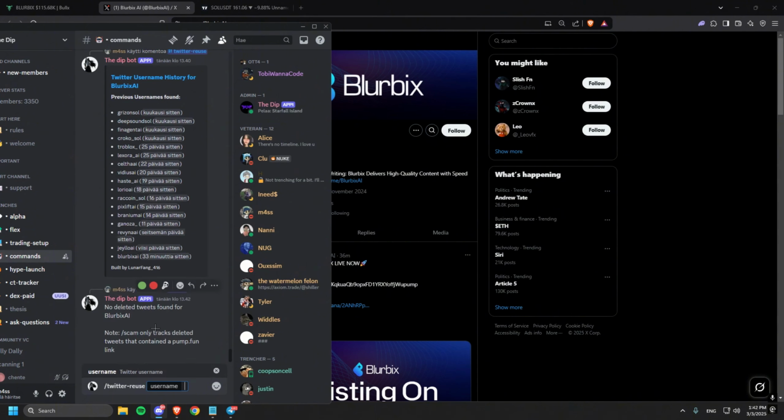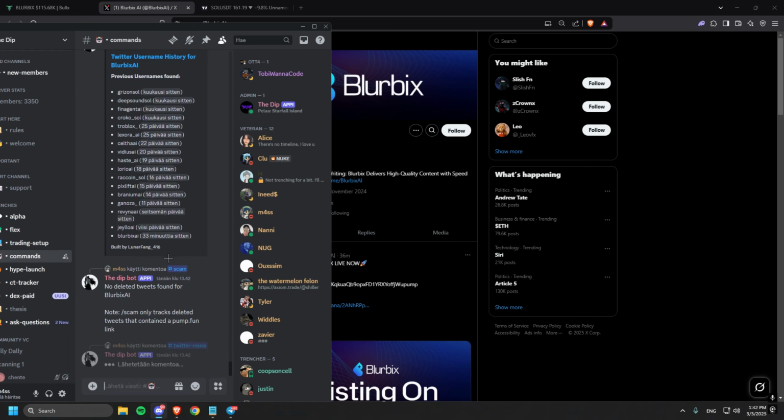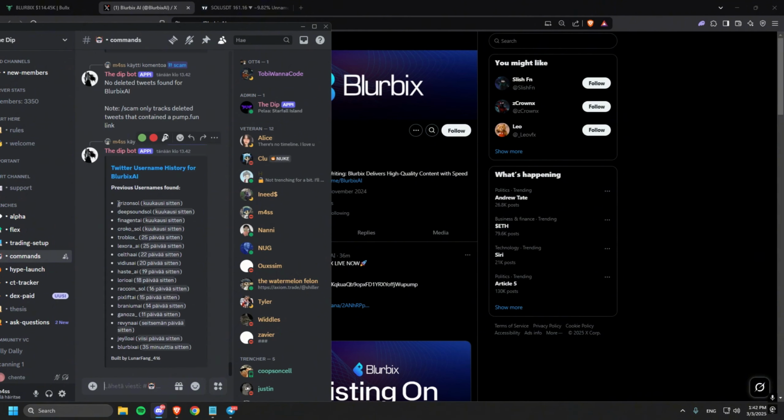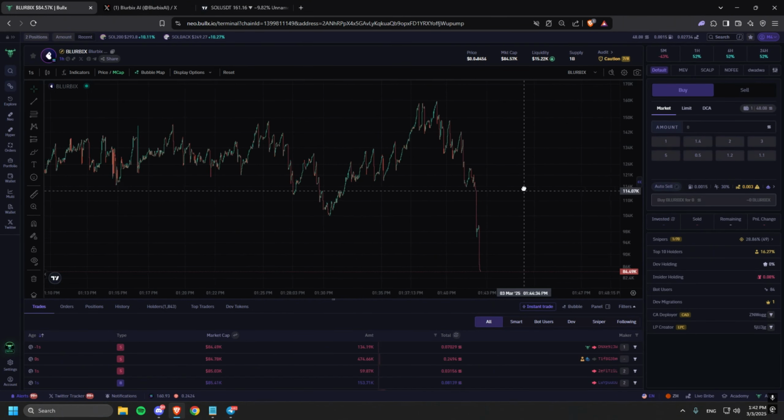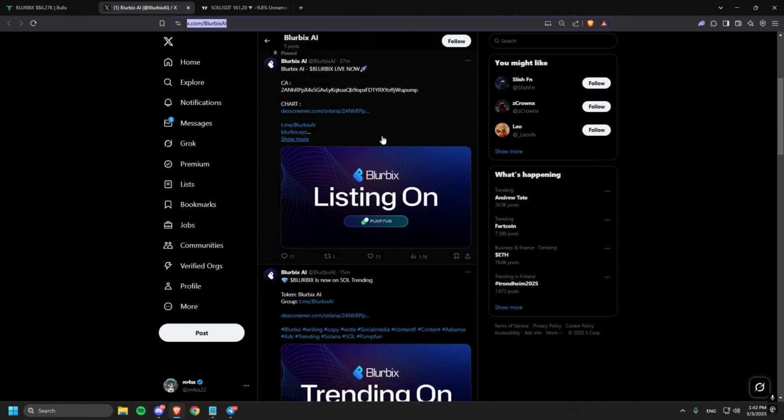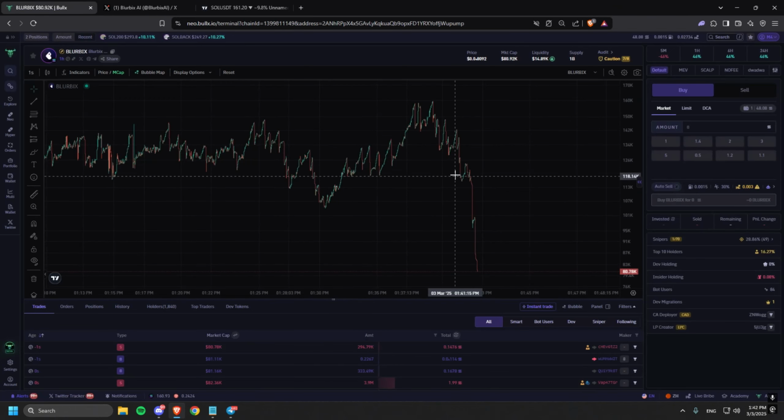Then I check. Okay, so they have not posted any CAs previously. The next thing I'm gonna do is check Twitter reuse. As you can see, it shows me that they have reused the Twitter a lot of times, over 10 times in the past month. So basically, they use the same Twitter to make new coins and rug them. And yeah, that's how you check.